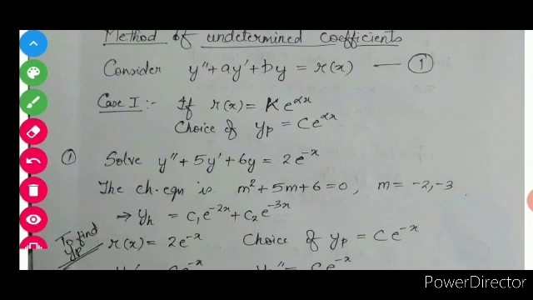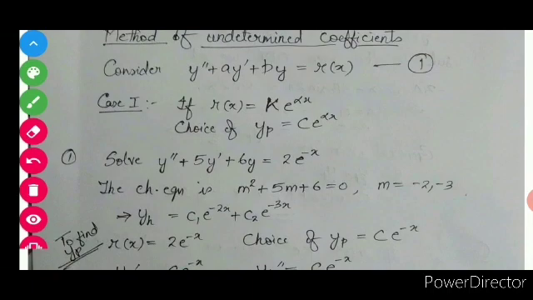So consider the ordinary differential equation y double dash plus a into y dash plus by equal to r of x. The first case is, suppose your r of x is k into e raised to alpha x. That is, suppose it is something like, say, 2 e raised to 5x. Then how to find yp?